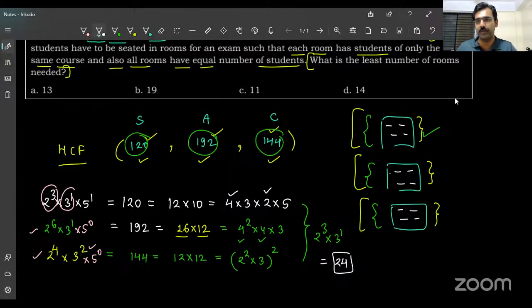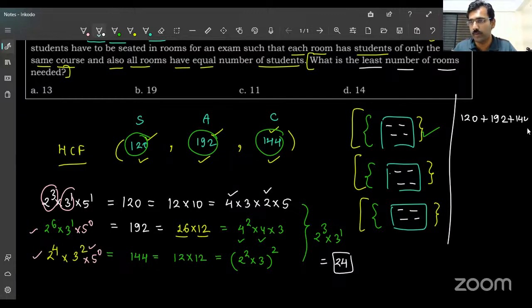Now, what's the problem here? The question was, what is the least number of rooms required? Least number of rooms required means what? 120 plus 192 plus 144 is the total number of students I have, and each class can have 24 students. So the total number of students divided by the number of students a class can cater will give you the number of classes. Or if you are not able to get this part from here, you could have done it from here.